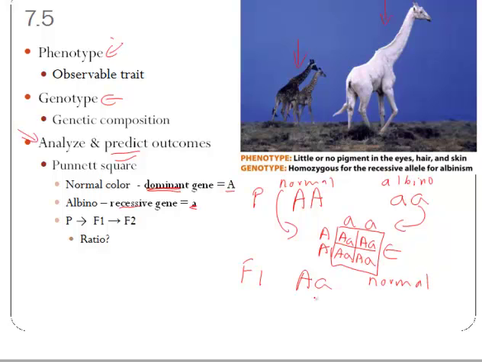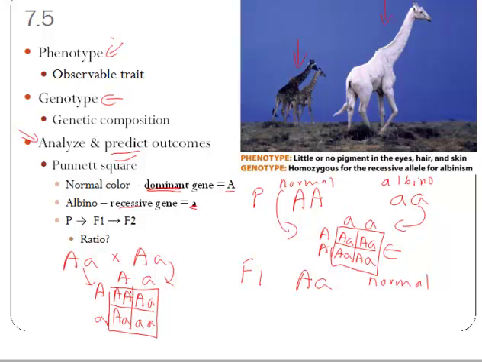If I cross two of my F1s together to give me F2, and I'll just write it over here. So if I cross one of these with a second F1, and put that into a Punnett square. Again, one parent down the side, so capital A, lower a. One parent across the top, capital A, lower a. This A will come down, the other A across and down, down and across, and down and across.